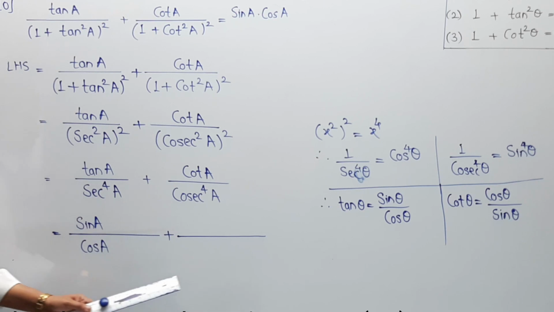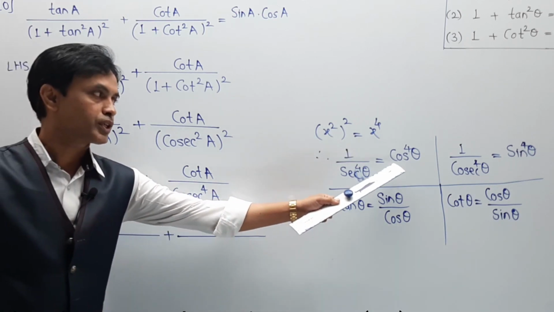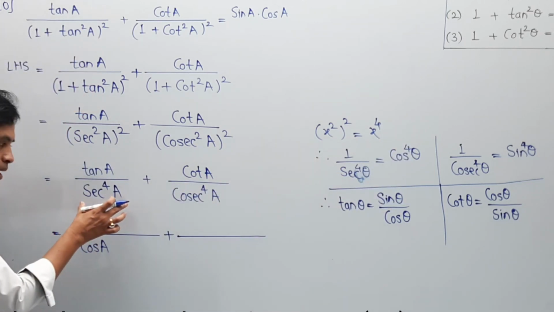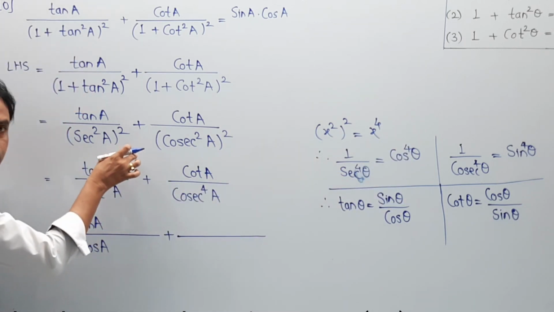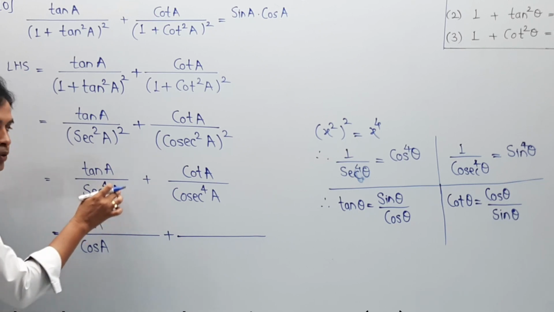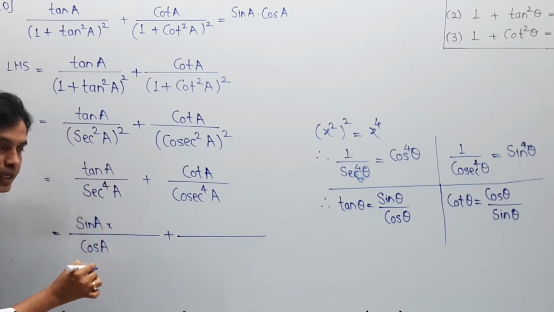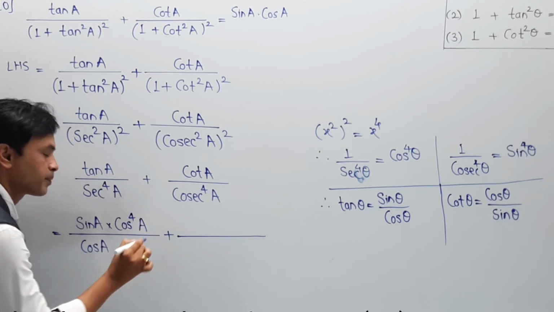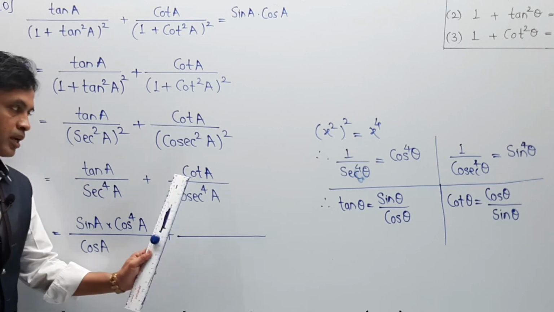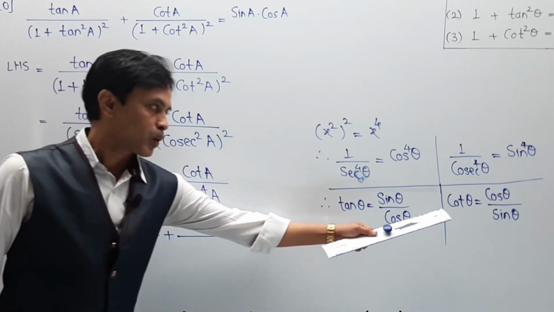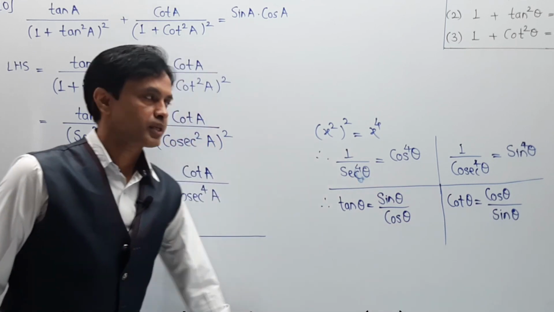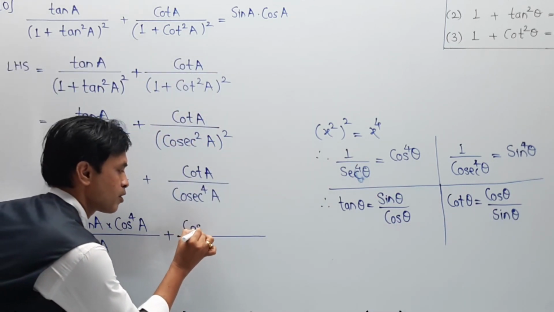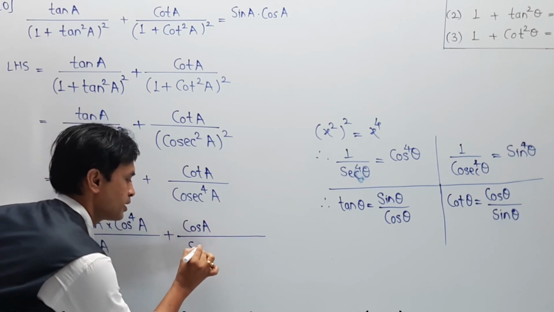Next, sec raised to 4A. We know that 1 upon sec raised to 4 theta can be shifted to the numerator and written as cos raised to 4 theta. In a similar manner, sec raised to 4A I am going to shift to the numerator and write it as cos raised to 4A. Next part, cot A. We know that cot theta can be written as cos theta upon sin theta. In a similar manner, cot A can be represented as cos A upon sin A.